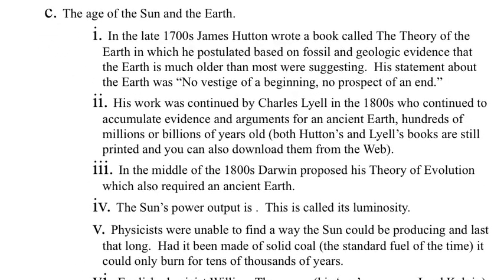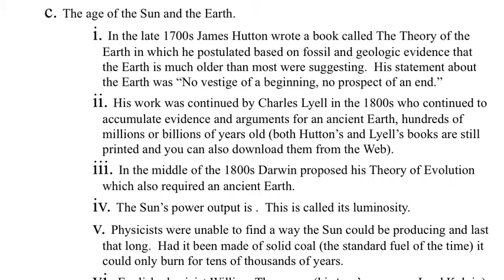So let's talk about the sun. Early discussion of the sun and the earth was really interesting. A few hundred years ago, a guy named James Hutton wrote a book called The Theory of the Earth. He was the first person to really start writing down the geological and fossil evidence that the earth is much older than people were thinking at the time. His statement about the earth, which has become a common quote, is "no vestige of a beginning and no prospect of an end."